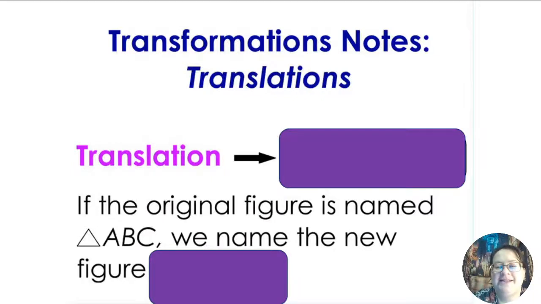Hi everybody, today we're going to talk about transformations. There are different types of transformations. A transformation takes a point or a shape on a graph and it changes that point or shape. So we're going to talk about some different ways we can do that.